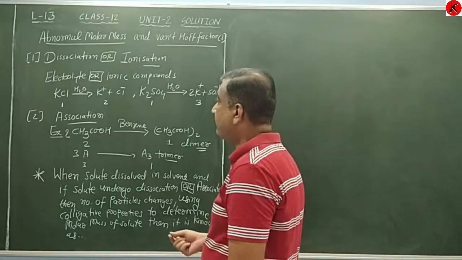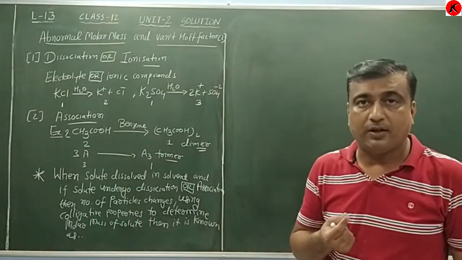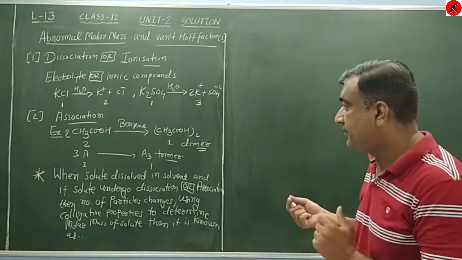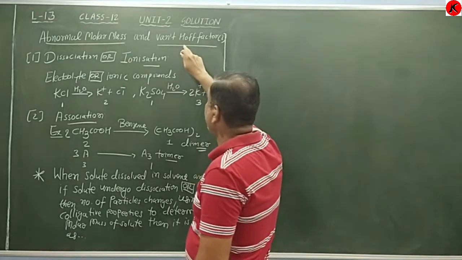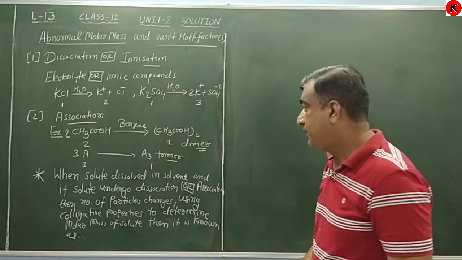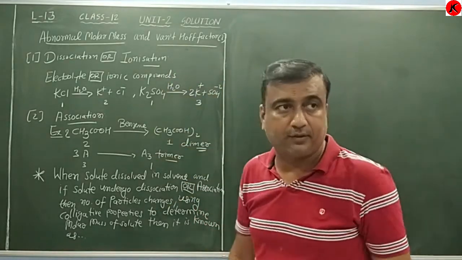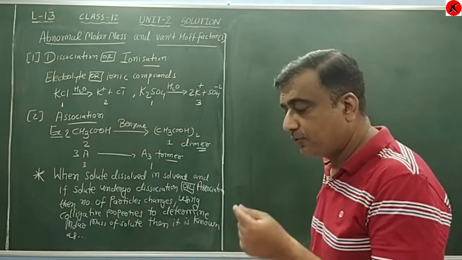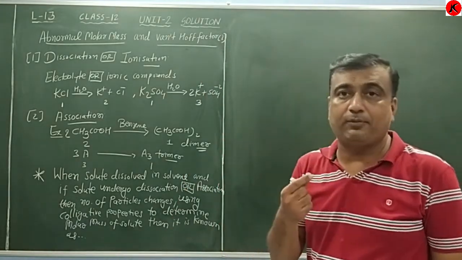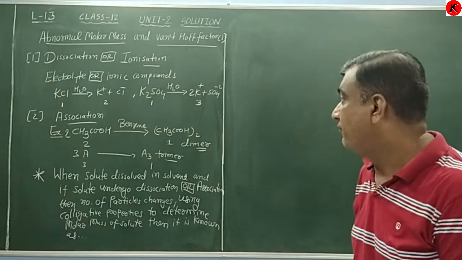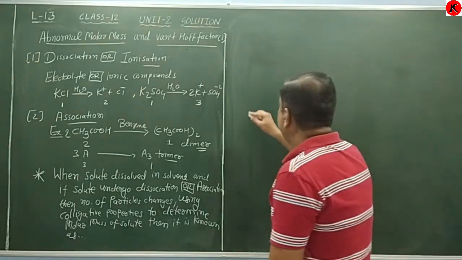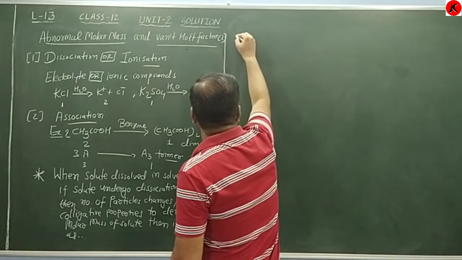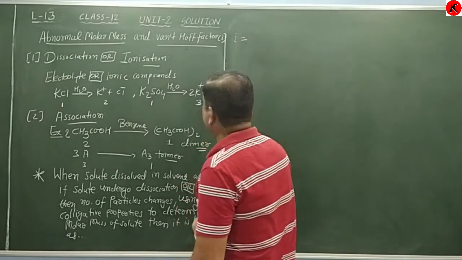So how do we obtain the correct molar mass when association or dissociation occurs? Then we use the Van't Hoff factor. So what is the use of the Van't Hoff factor? The Van't Hoff factor is used to calculate the correct molar mass of the solute when association or dissociation occurs. Now, how to define the Van't Hoff factor?